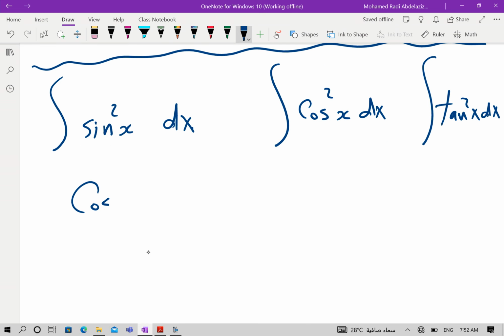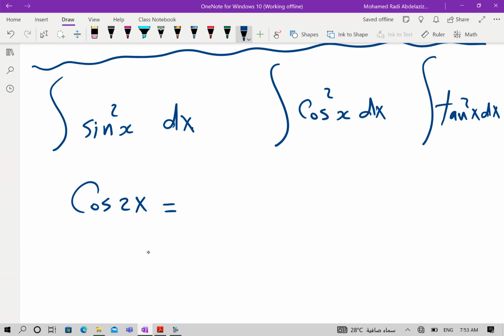Do you remember what cosine 2x equals? Double angle, cosine 2x. We have 3 rules, 3 identities, for cosine 2x. You can prove it. 2x is x plus x. Cosine minus sine, so cosine squared minus sine squared. This is the first one.